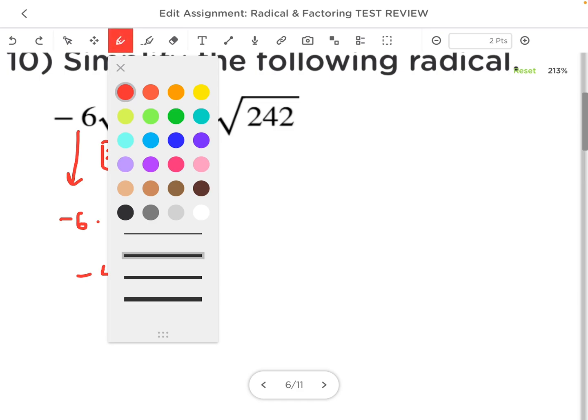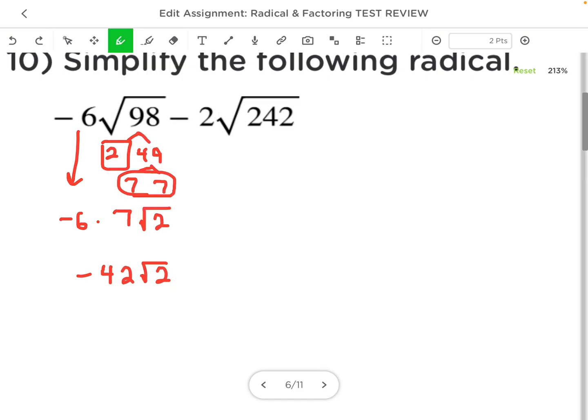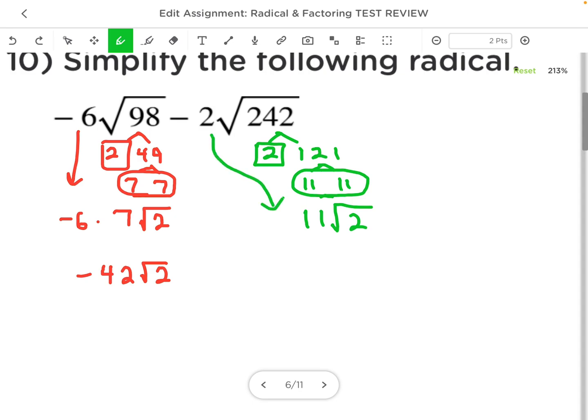So that is just the left side. And now I need to do the right side, so I'll do my factor tree for 242. So that's going to be 2 times 121. And 121 actually is a perfect square. Maybe you remember, but I look for things that I can multiply to get 121, which is 11. And so that's going to give me 11 on the outside. Square root of 2 left over. And don't forget we're bringing down that 2. So then it's going to be minus 22 square root of 2.